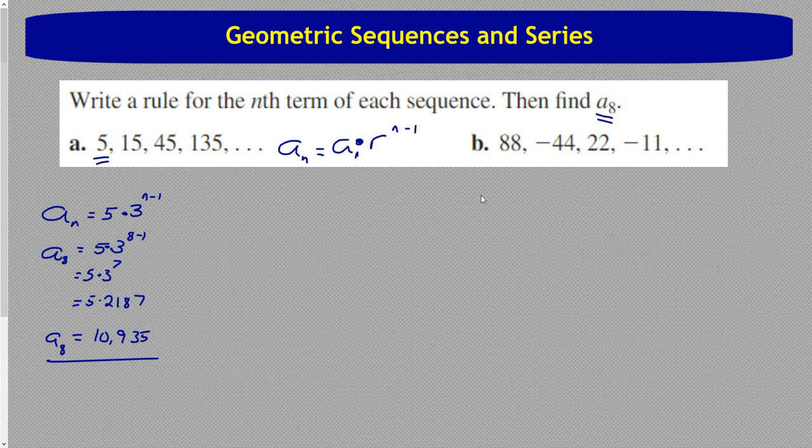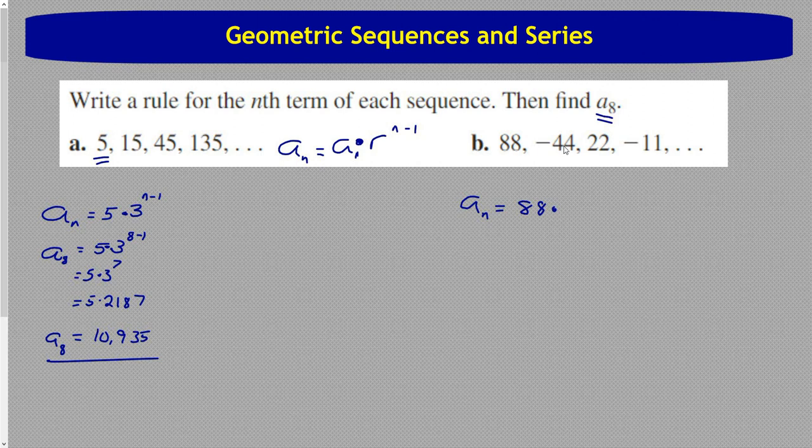Okay, let's look at B. a sub n is equal to the first term, that'll be 88, times r. So what are we multiplying by every time? We can look at it in terms of division to figure it out, but when we write it down, we need to write it down in terms of multiplication. So I'm seeing these numbers and I'm thinking, oh, it looks like we're dividing by 2 every time.